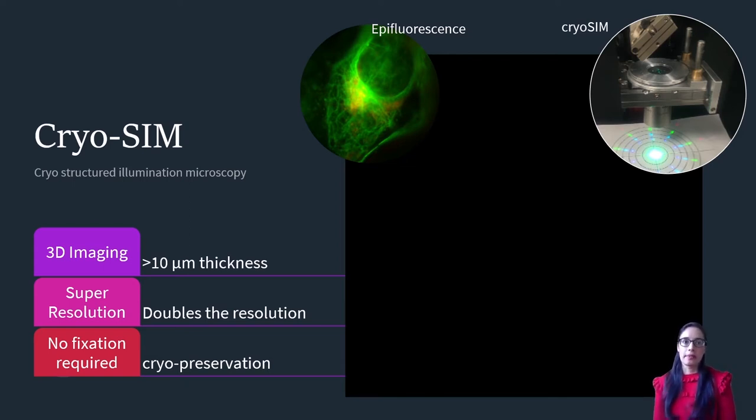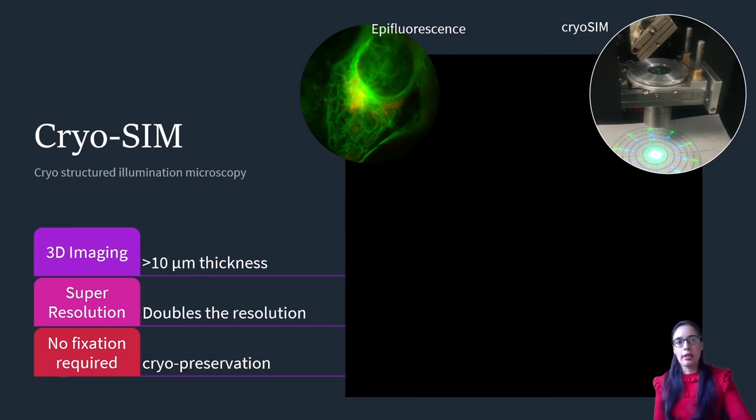use air objectives. At the B24 Beamline, a 3D cryo-SIM microscope has been built in collaboration with the Micron Advanced Bioimaging Unit at the University of Oxford. SIM, or structured illumination microscopy, is a type of super-resolution imaging technique that can double the normal resolution. And here at Diamond, we've combined this with a cryostage to hold vitrified samples on TEM grids to allow 3D cryo-SIM imaging.